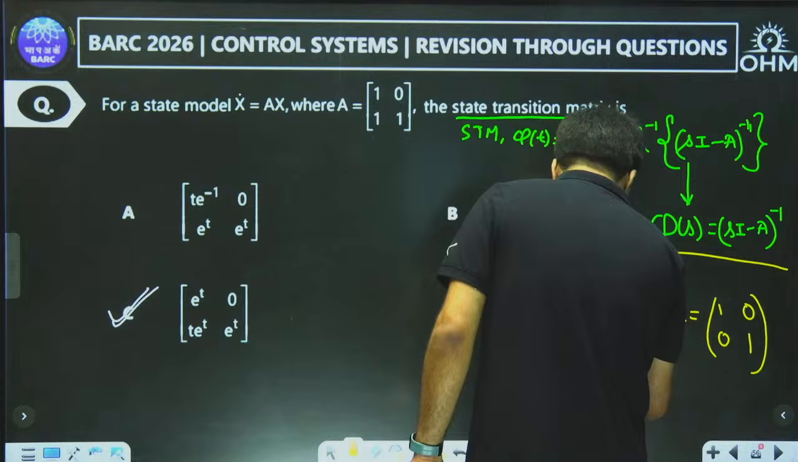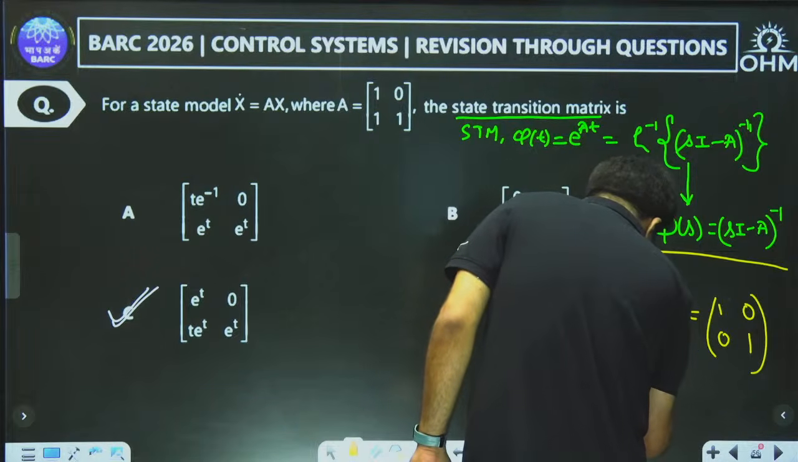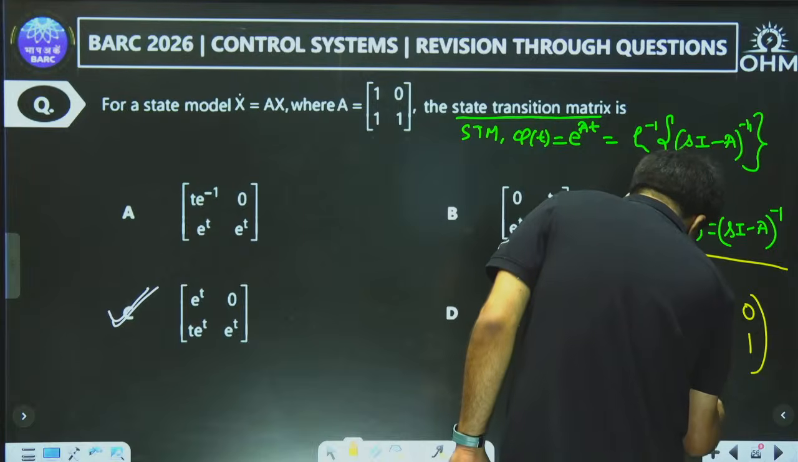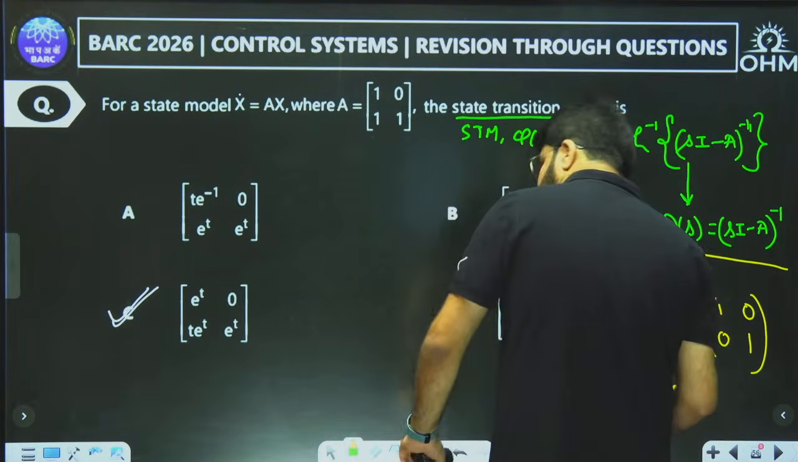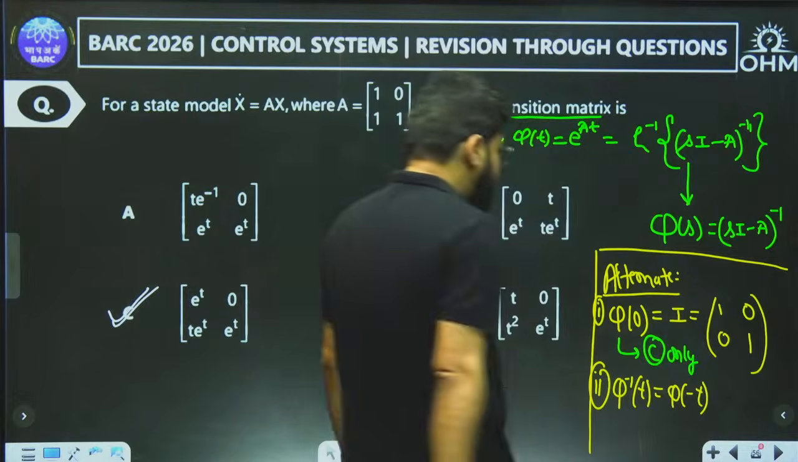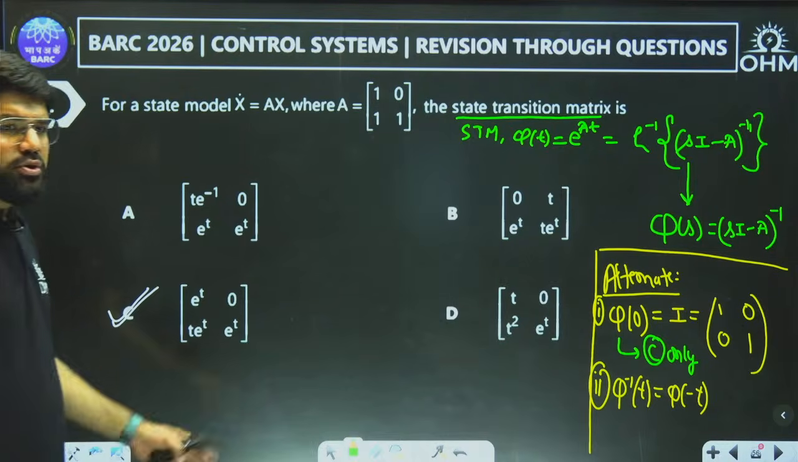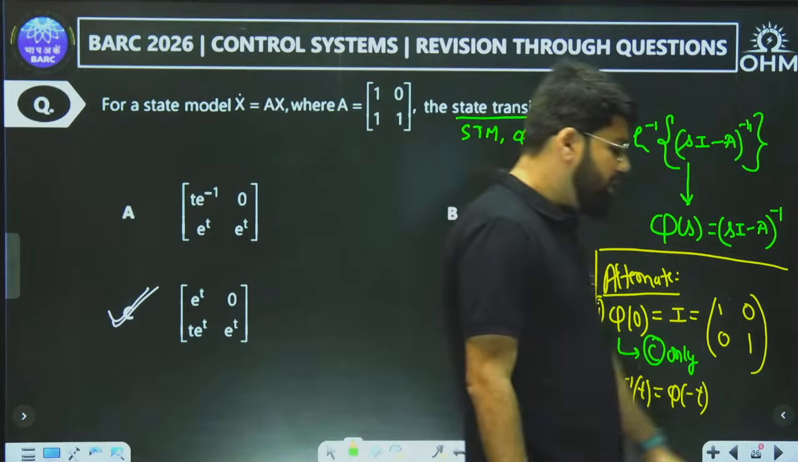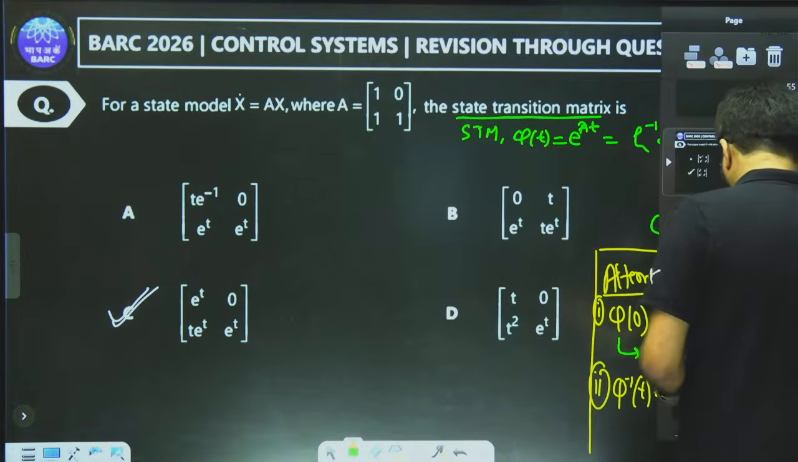This is the number 1 point. Number 2 point: the inverse of the transition matrix, phi inverse t, is always equal to phi of minus t. But I think only with this first point, only option C matches. Phi 0 equal to I, only C matches. That is also a small point to be noted in the case of state transition matrices. Simple one.